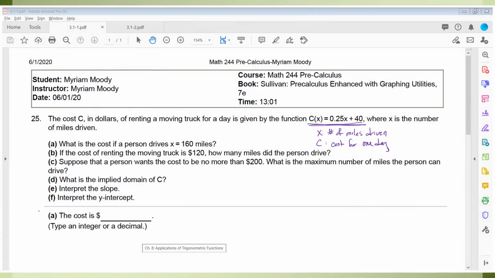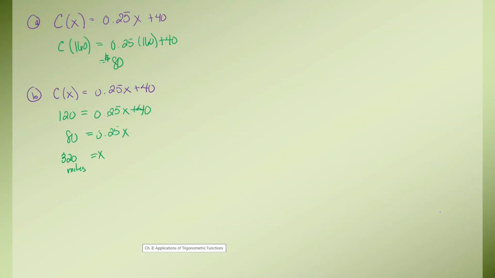What does Part C want to know? Suppose that a person wants the cost to be no more than $200. They want to know the maximum number of miles the person can drive. All right, so let's take a look at this. They want the cost to be no more than $200, right? Okay, so that means the maximum cost is $200. Agreed?